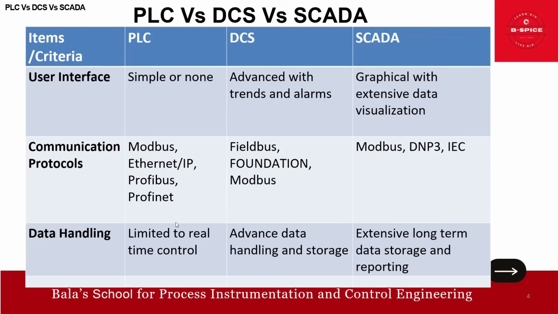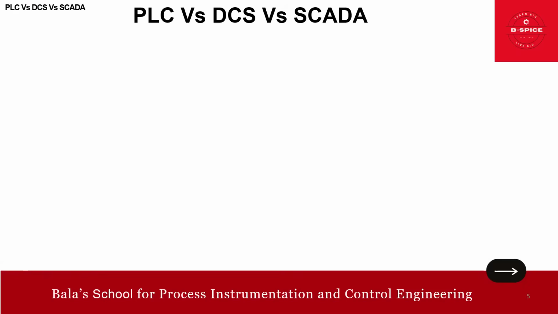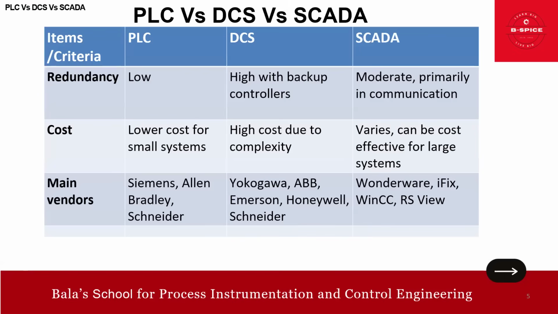Then when it comes to data handling, for PLC it's limited to real-time control. Whereas DCS has advanced data handling, of course real-time, and the storage of historical data. Then SCADA has extensive long-term data storage and reporting. So these are some of the basic differences, friends. I just want to give you some insights on this.